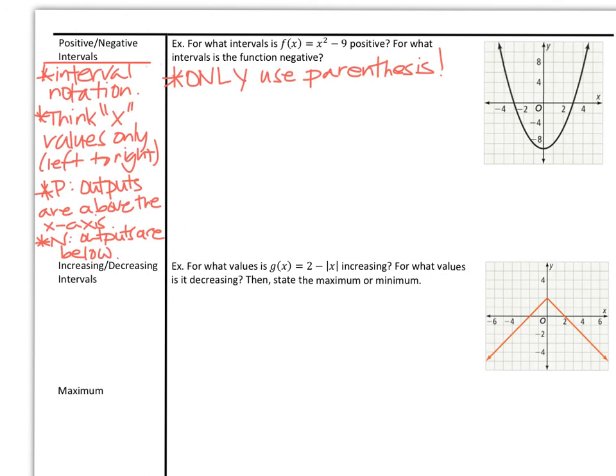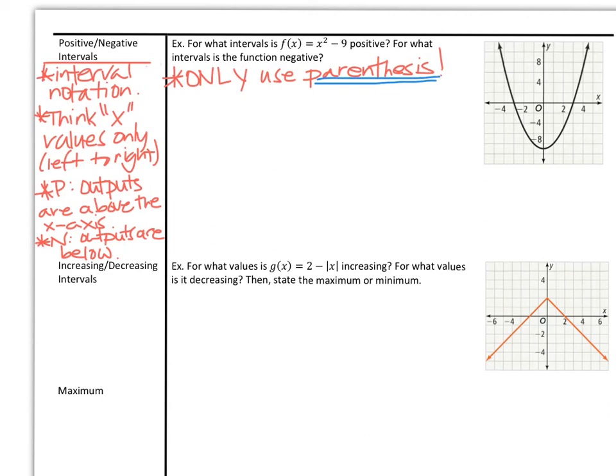If you're asked for a positive interval, you're looking for values of x that give your output above the x-axis. And if you're asked to describe a negative interval, you're looking for values of x that make the output below the x-axis. Please make sure you've written all of that down. And since we're not including what the values on the x-axis equal, we're only going to have parentheses in our intervals. Let's test this out.